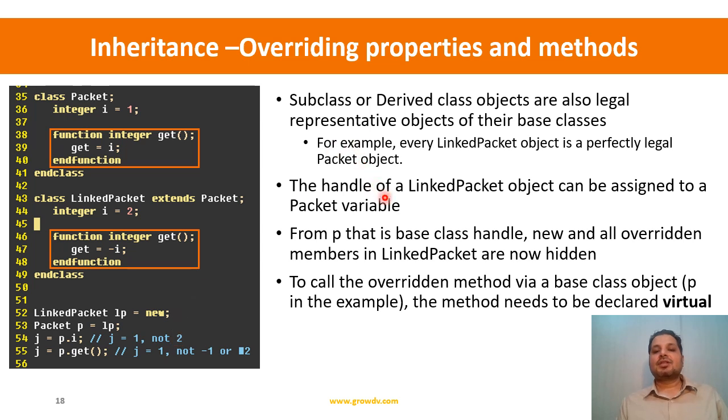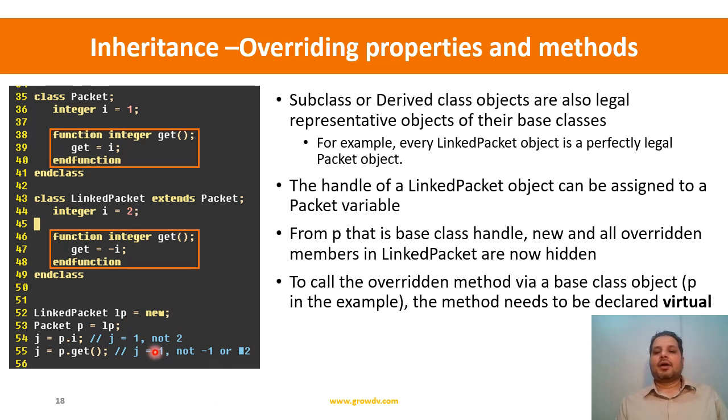Okay, so what this means is when the handle of linked packet is assigned to a packet variable, that is, in line 53 we have assigned it, then the base class handle, right? Since now p is a base class handle, all the overridden members of linked packet now get hidden. It just becomes a base class object. Okay, so we are not able to see i equal to 2. Same thing if I call p.get, I am going to get j equal to 1, not -1 or -2. Whatever the block is, it is not going to get -1 or -2, it's going to get 1.